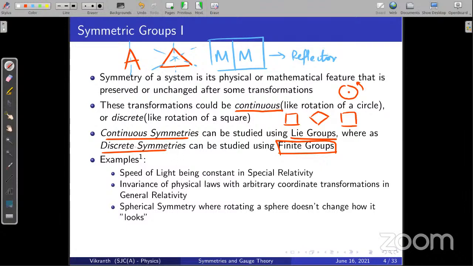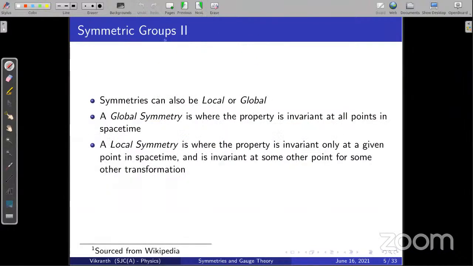What we'll be dealing with in today's lecture is all about continuous symmetries, and therefore we're going to be covering Lie groups and their generators and so on. Now, here are a few examples that you're already familiar with in terms of symmetry. You can read it, probably later on. All right. Now, symmetries can be local or global.